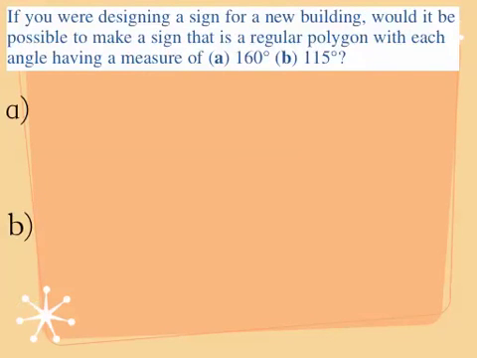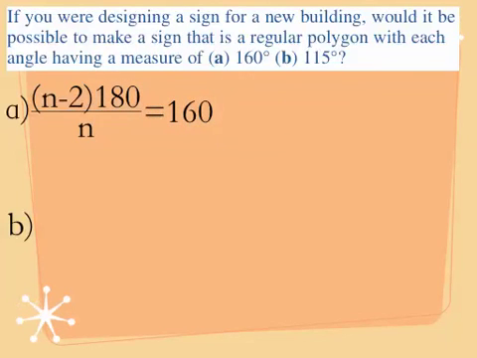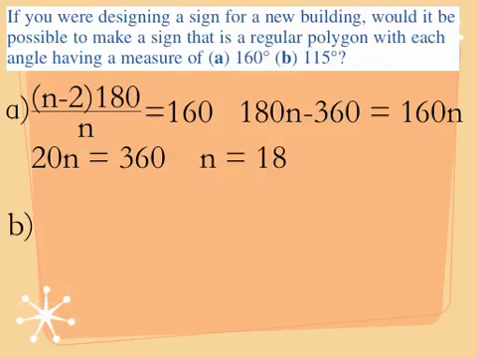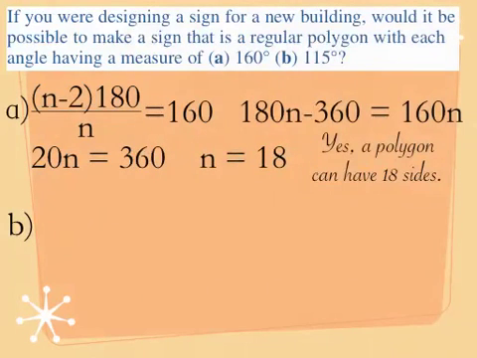The next example says that if you are designing a sign for a new building, would it be possible to make a sign that is a regular polygon with each angle having a measure of A, 160 degrees, or B, 115 degrees? For this question, I need to use the corollary to the Polygon Interior Angles Theorem. So set your corollary equal to, for A, 160. I'm going to go ahead and multiply by n on both sides and distribute my 180 on top. So 180n minus 360 equals 160n. I know that 20n would be equal to 360, and when I divide by 20 on both sides, I get n equals 18. So for question A, the answer would be yes, I could make a polygon that has 18 sides.